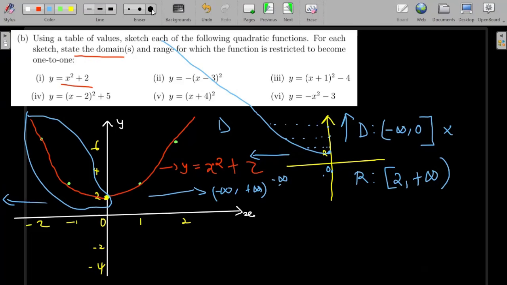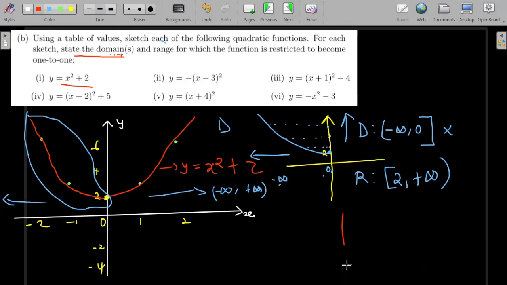This will be my range, and this will be my restricted domain, such that this graph here is a one-to-one function. We see that if we draw any horizontal line here, it's just going to touch this curve at one point like that. That means it's one-to-one, and we've restricted the domain. This is the restricted domain. So that was the first part. No wonder they said state the domains. This is the first domain, and the range is the same.